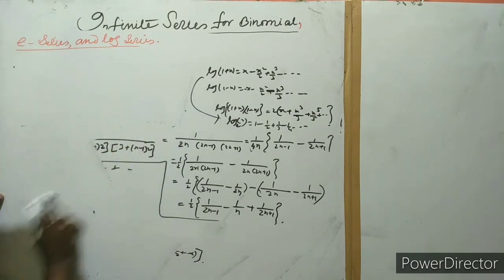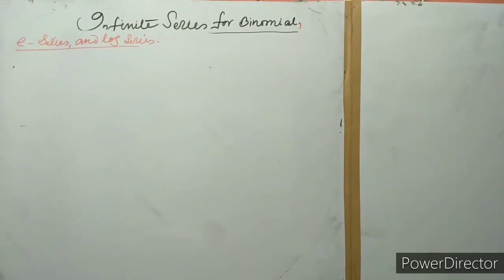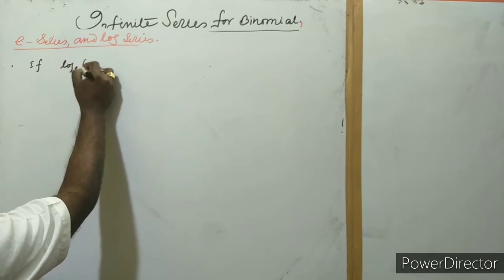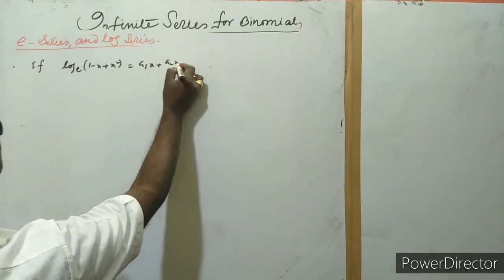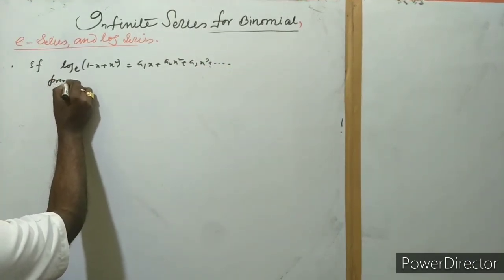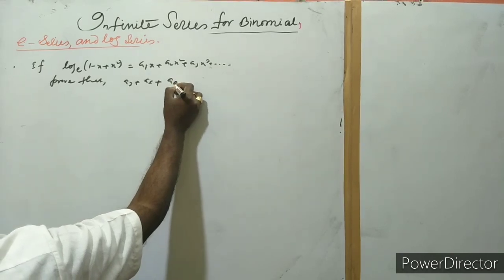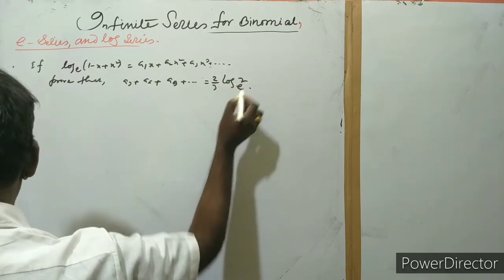See, so you have to show, the question is this: if log to the power z of 1 minus x plus x square is equal to a1x plus a2x square plus a3x cube and so on, prove that a3, a6, a9, and so on, equals 2 by 3 log 2 to the power z here.